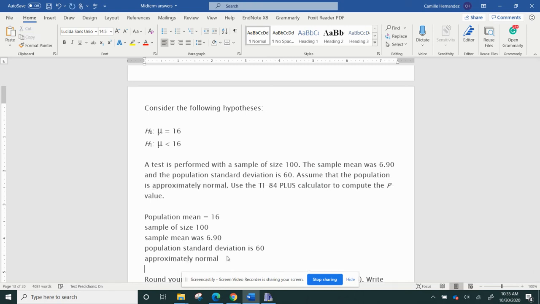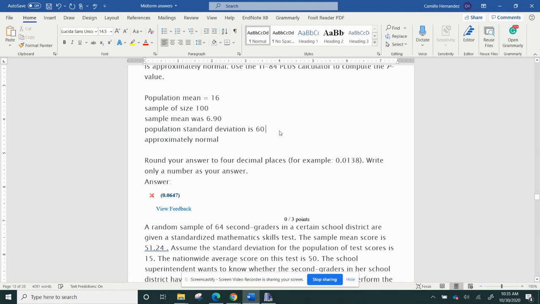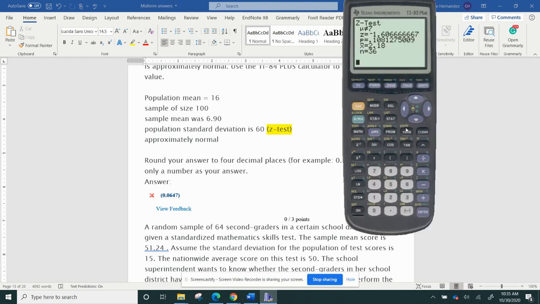Again, I have 2 pieces of information that tell me which test I need to run. Because I have the population standard deviation, I can run the z-test. And because it's approximately normal, that means also I can run the z-test. Okay, this is the most important part though for the z-test. That's what you need. All right, so let's put it in our calculator.